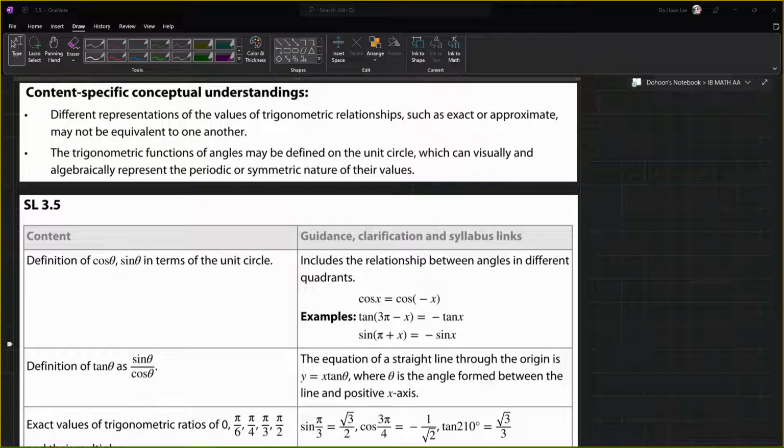Hello everyone. This video will be on the 3.5 section of the IBAA curriculum. Please pause the video for a second to look at the concepts, contents, and formulae for this section.